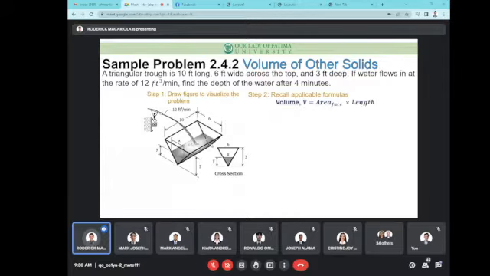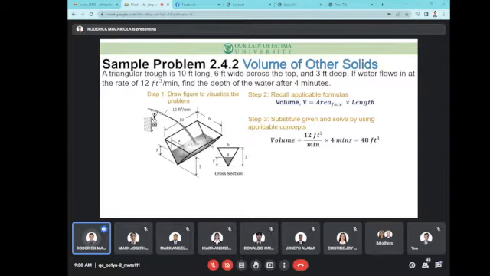Recall applicable formula. So, volume ng triangular prism, that's just equivalent to area ng face niya or yung sectional area niya multiplied by the length. So, yung area ng triangle multiplied by the length. That's how you solve for the volume of this problem.